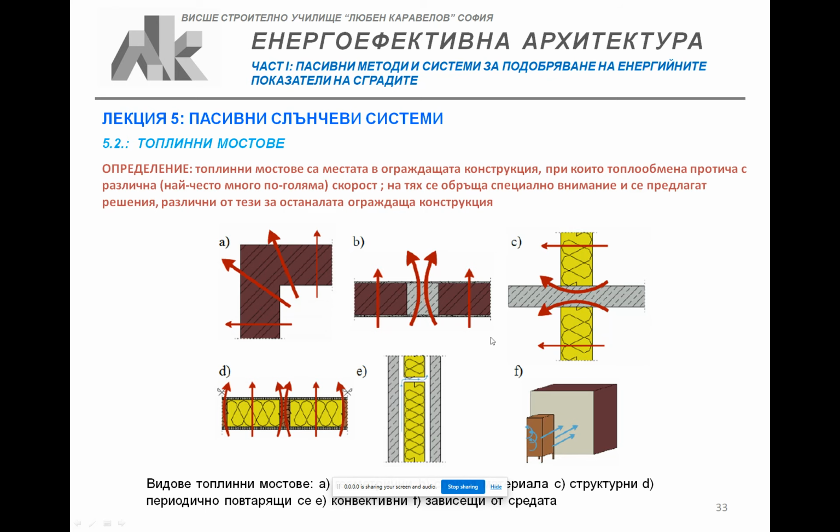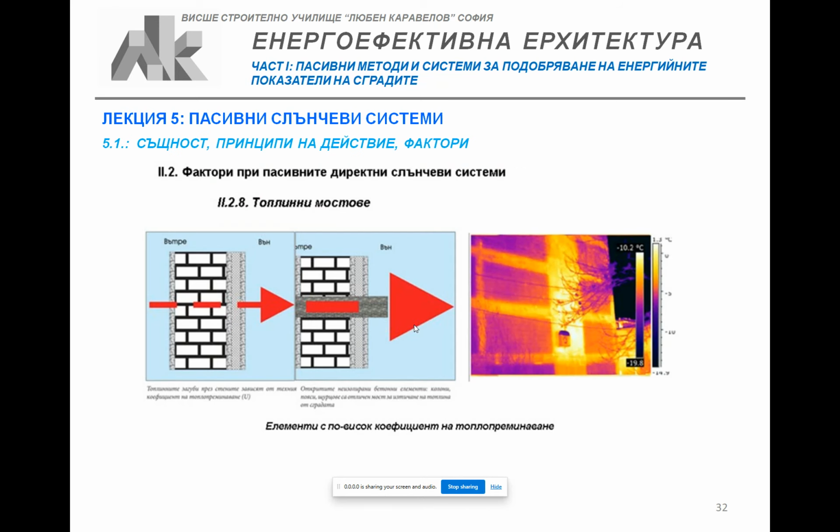The second thermal bridges are by material when there are parts in the element that are with different material, and this different material allows much more to transfer through it. And the picture on the previous slide was an infrared picture of material thermal bridges in a wall solid element of the building.